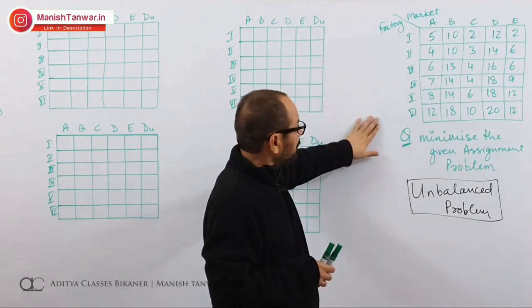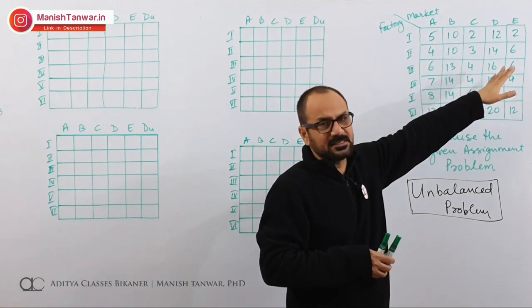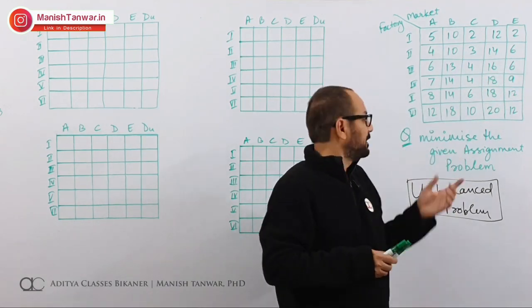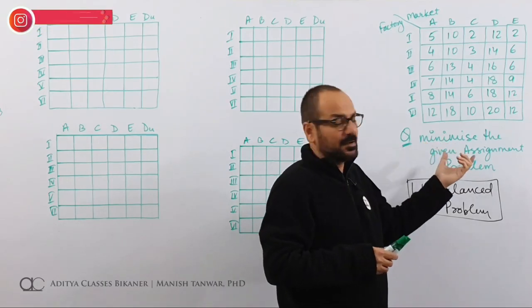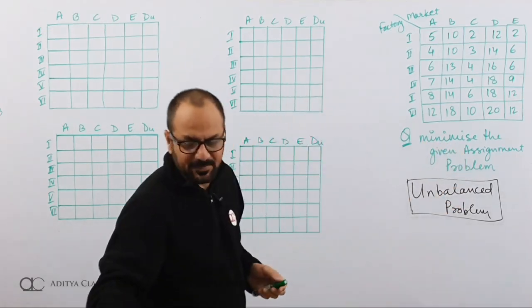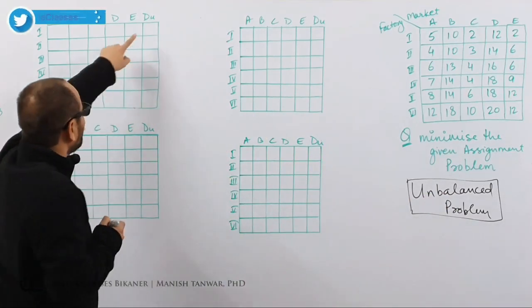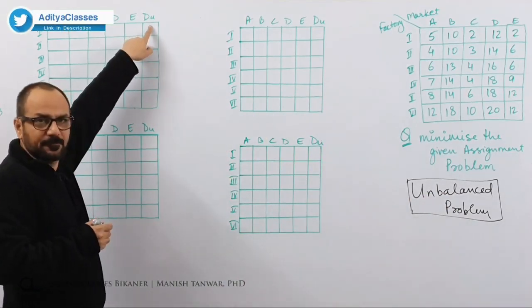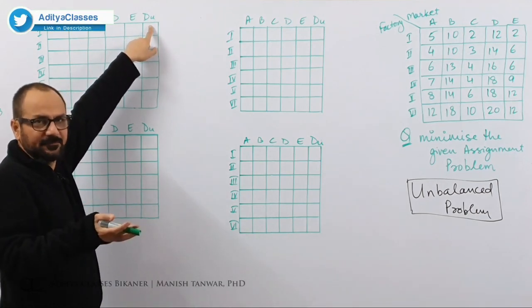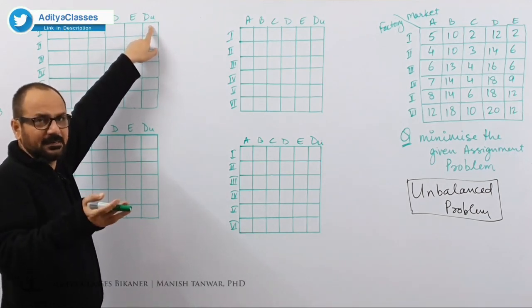Here we have 6 rows and 5 columns. This is an unbalanced problem. How do we balance it? Now we'll try to minimize it, but first we need to balance it. How do we balance it? Simply by adding a dummy column or row. Wherever there is a lag, you can add a dummy, or rather you should add a dummy.